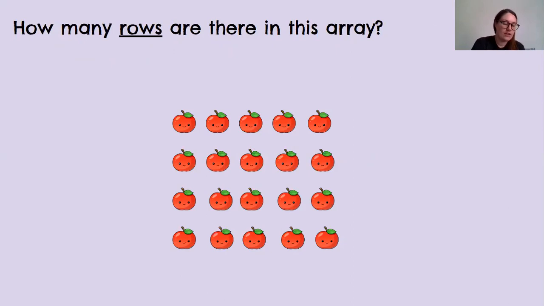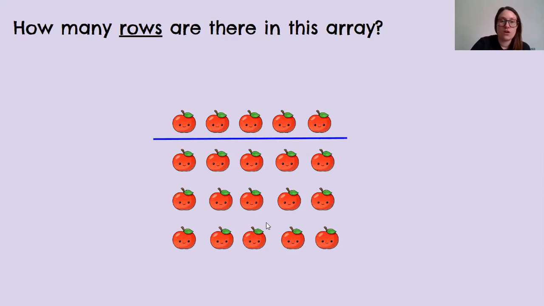So let's look at this array. How many rows do you see? Take a second, count them up. And are the rows equal? Think in your brain. Yes, the rows are equal because there's the same number of apples in each row. So let's call each row a group for now. So how many equal groups are there? Correct, there are 4. I'm going to separate each group or row so that we can see them clearly. And as I do, we can count the apples.